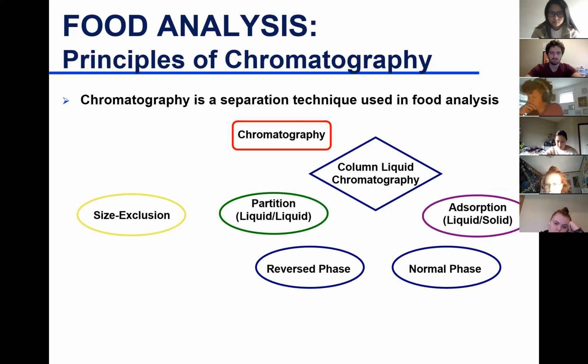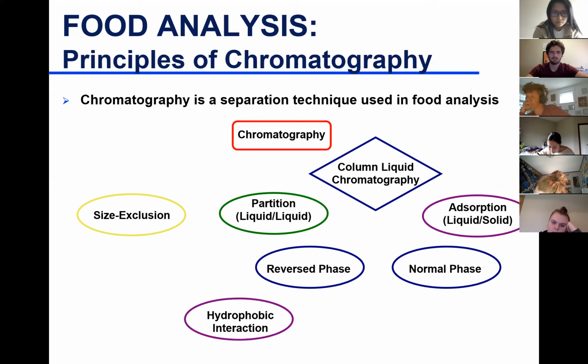So in column chromatography, we talked a little bit about reverse phase and normal phase. Both column and paper chromatography, or planar thin layer chromatography, can be reverse phase or normal phase. We'll cover that in more detail later on. Again, reverse phase is when your stationary phase is nonpolar and the mobile phase is polar. Normal phase is when you have a polar stationary phase and a nonpolar mobile phase.